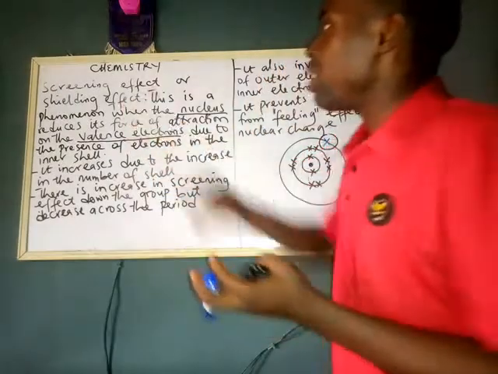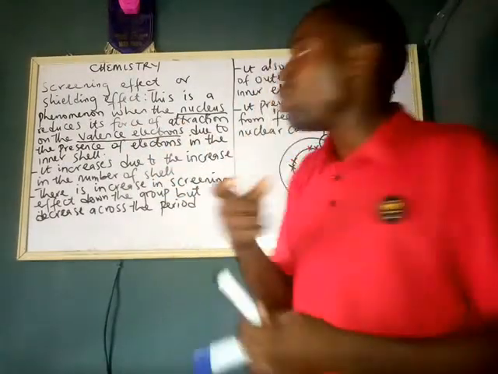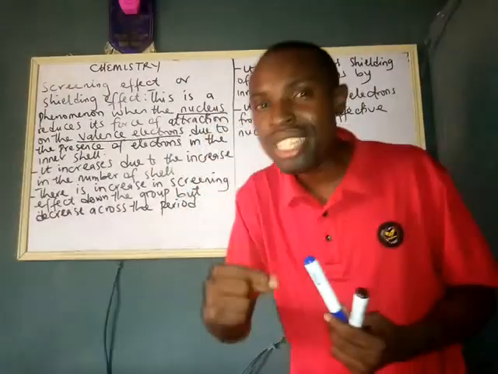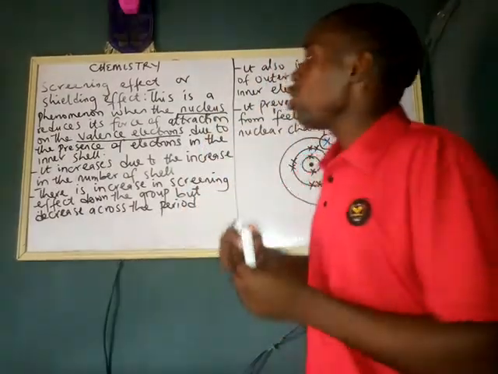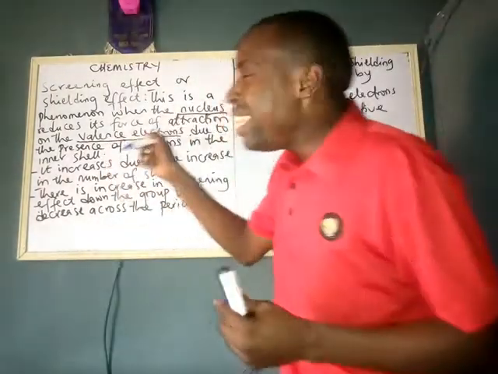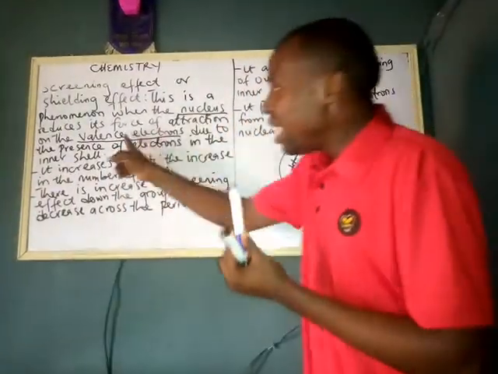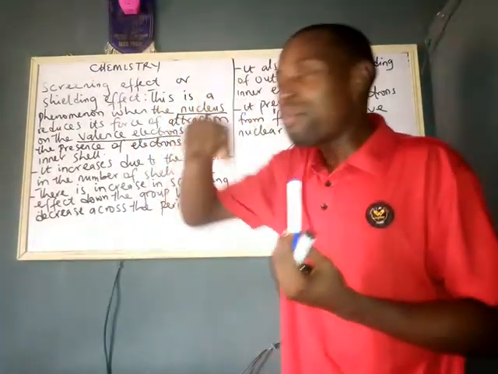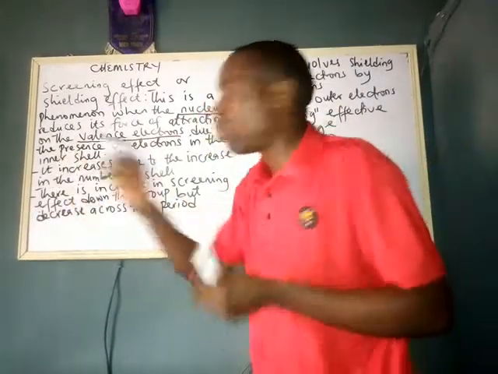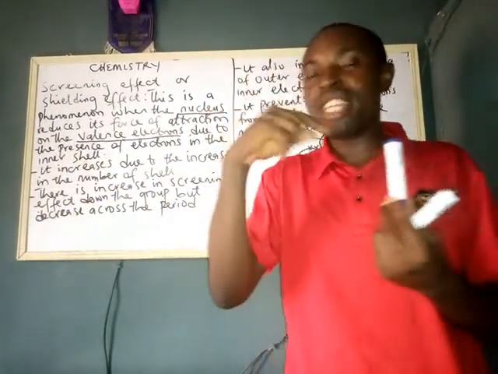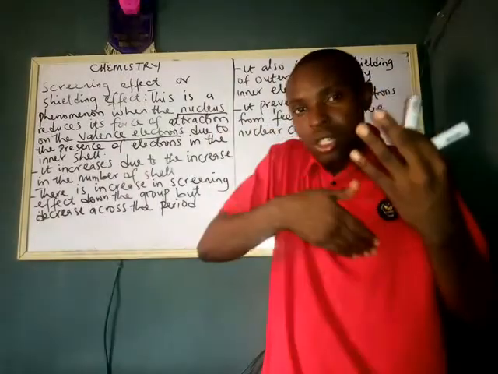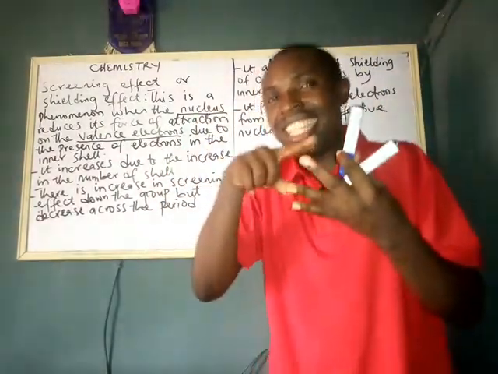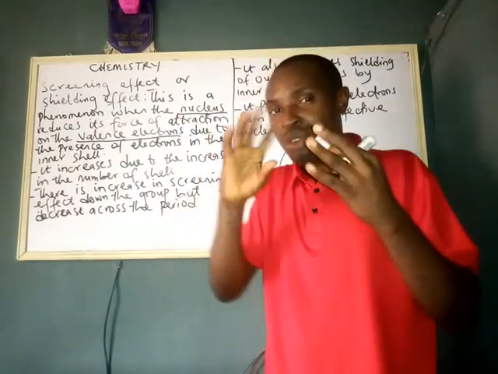Now, what is shielding effect or screening effect? It is a phenomenon whereby the nucleus reduces its force of attraction on the valence electron due to the presence of the electron found in the inner shell. Now, your major concern here is talking about what? The nucleus, the valence electron, and the inner electron. They are what formulate what we call the screening effect.